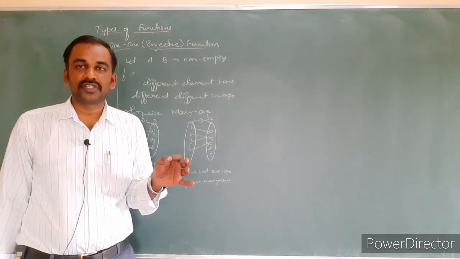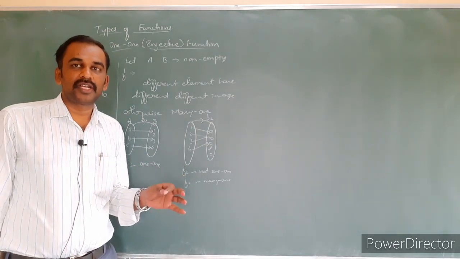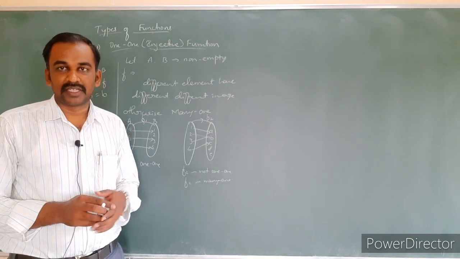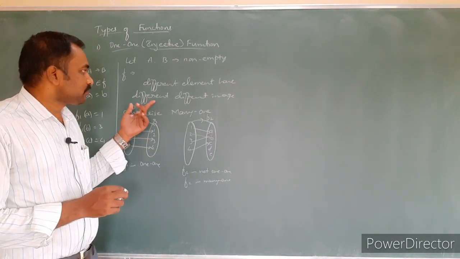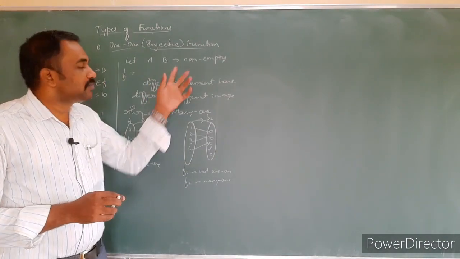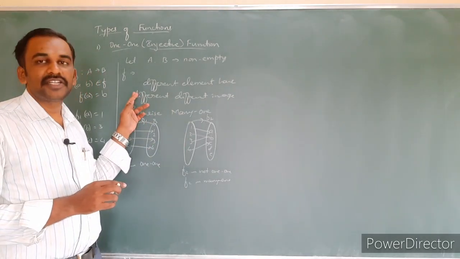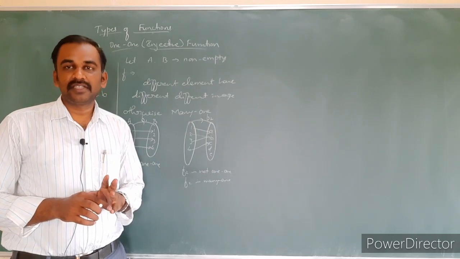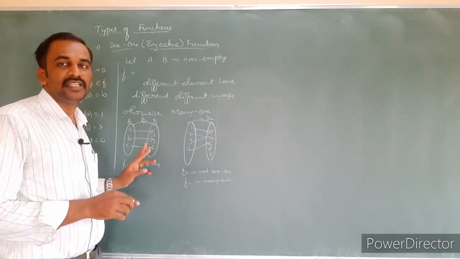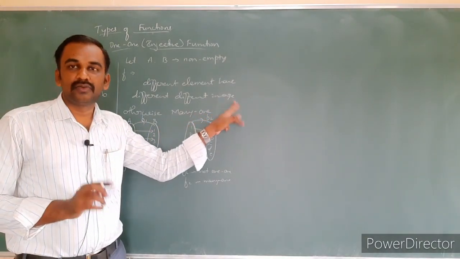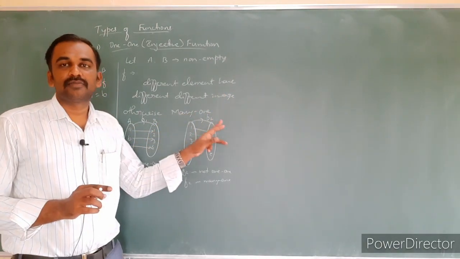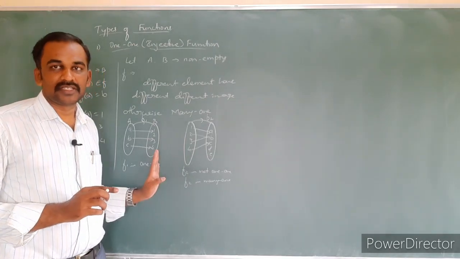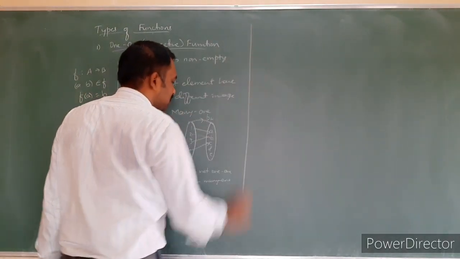Once again, what is the definition of the one-one function? Very important definition. In one mark questions, they used to ask: define one-one function. So what is it? Let A and B be two non-empty sets. Then f is said to be a one-one function if different elements have different images. Different elements having different images is called a one-one function. Otherwise, it is said to be a many-one function. What is a many-one function? Many elements have the same image. Are you sure? Okay. This is the first type.